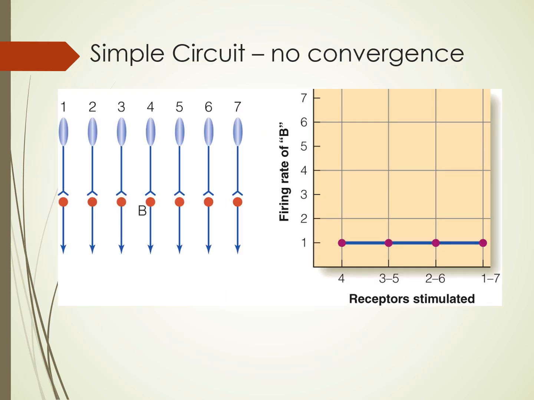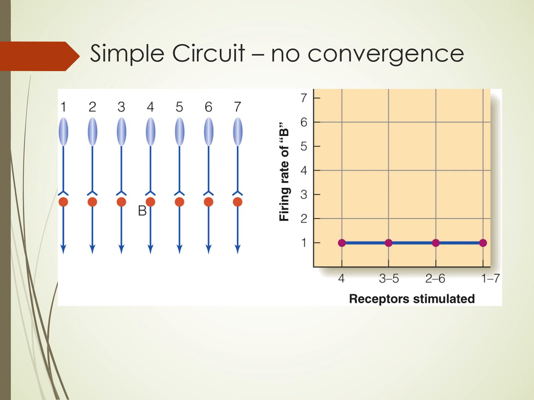And so now, measuring from bipolar cell B, that specific bipolar cell, I look at a simple circuit. I have a dot of light out there hitting receptor 4. It's a relatively dim light, about a unit of 1. So B is going to fire at a rate of 1.